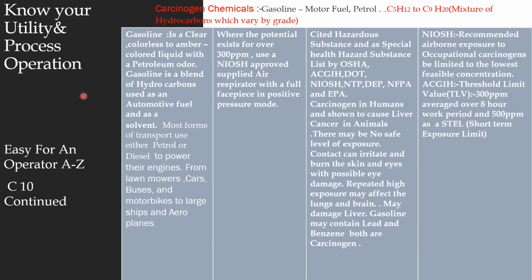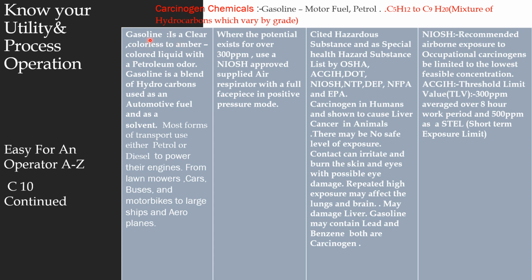Now, in this slide, we will see an important item we are using in day-to-day life. Everybody is using it. It's a carcinogen chemical called gasoline or petrol. It is also mentioned as motor fuel. The formula is C5H12 to C9H20. It's a mixture of hydrocarbons which may vary by grade.